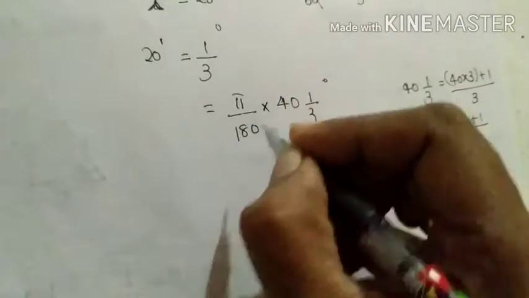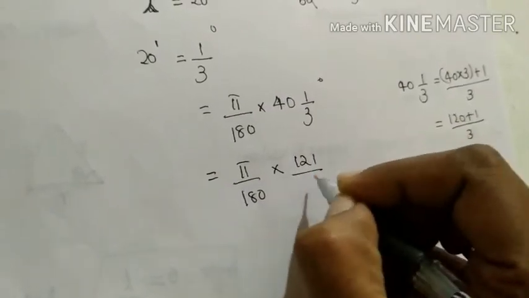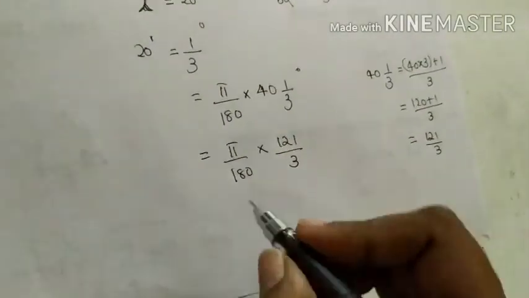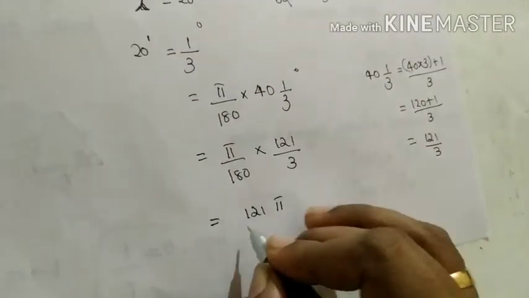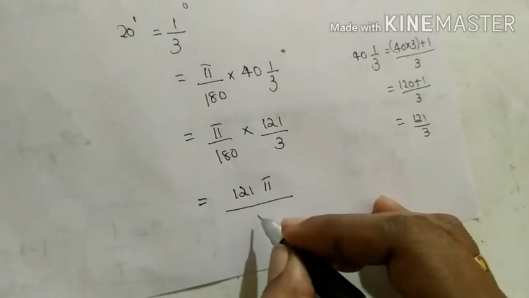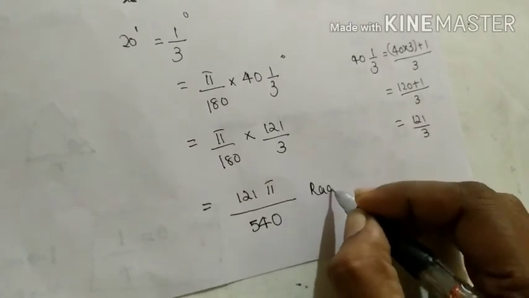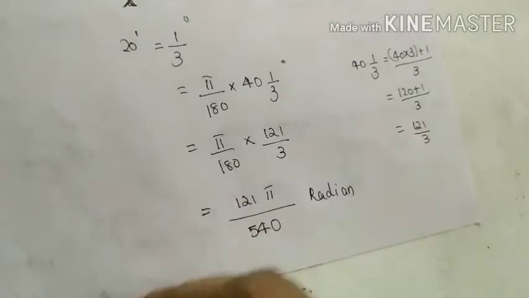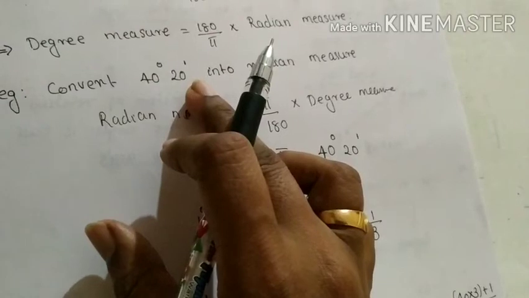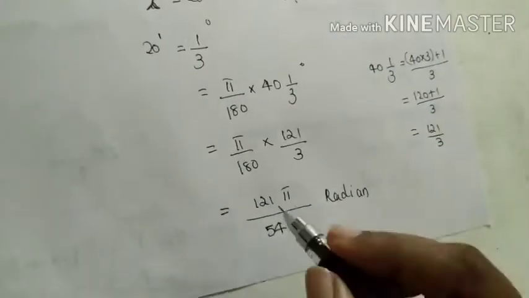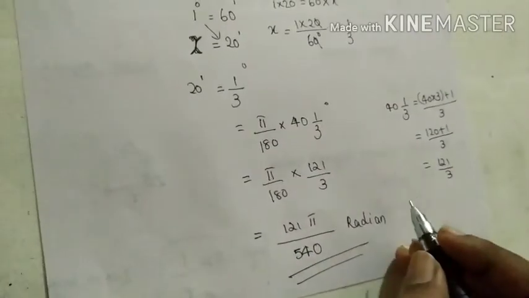So next I am going to replace it by pi by 180 into 121 by 3. Okay, and this is further equal to 121 pi divided by 180 into 3, which is 540. So this will be our answer. Answer in radian: 40 degree 20 minute is equivalent to 121 pi divided by 540 radian. Okay, I hope you understood.